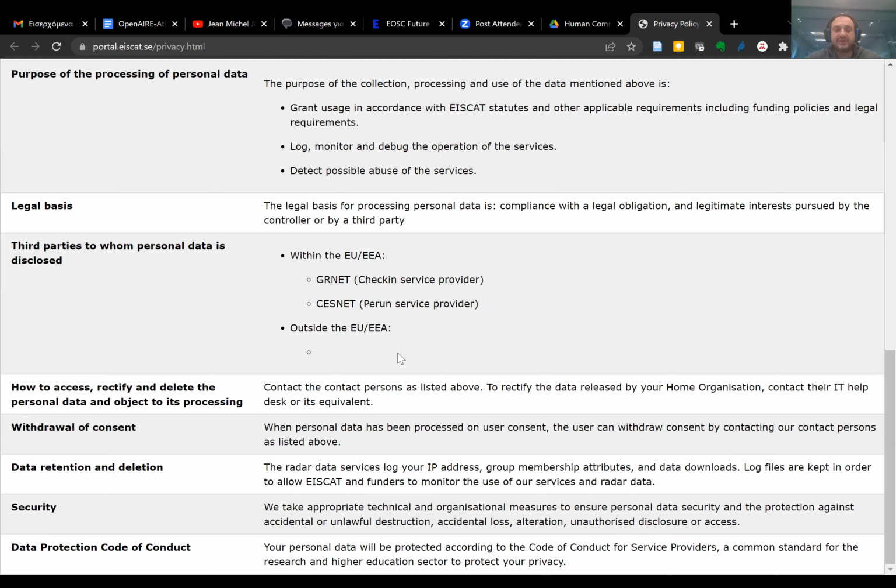Now this is a bit confusing, withdrawal of consent, because you don't have consent here. So if the consent is not in the legal basis, then I would say this is not applicable. There's no withdrawal of consent in your case. Data retention and deletion. You need to say something about the duration of the retention and under which circumstances and how deletion is going to take place.